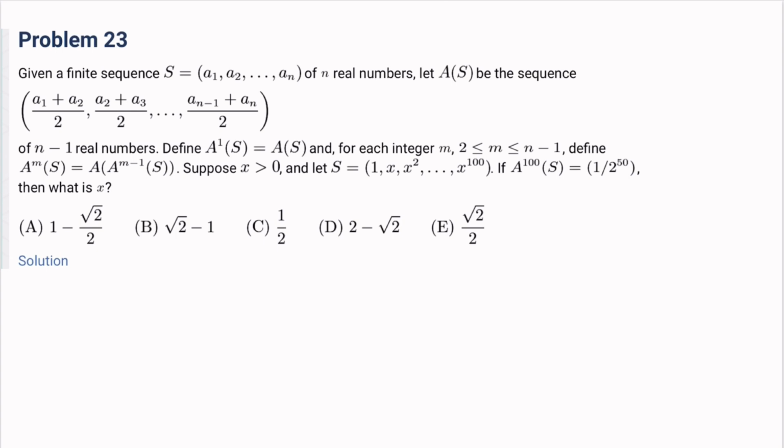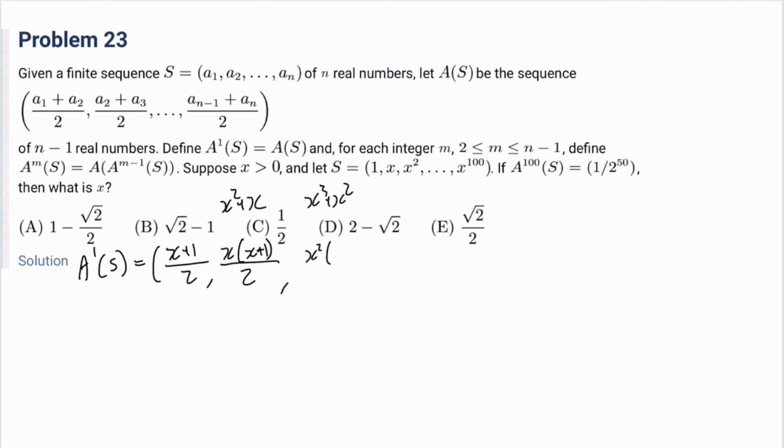Okay, so let's just start by writing out the sequences in terms of x, right? So A1S is going to be equal to, S is going to be from 1, x, all the way to x to the 100th power. So that's going to be x plus 1 over 2, and x times x plus 1 over 2, because it's x squared plus x. And then it's also going to be x cubed plus x squared, so that's going to be x squared times x plus 1 over 2, all the way up to x to the 99th power times x plus 1 over 2.